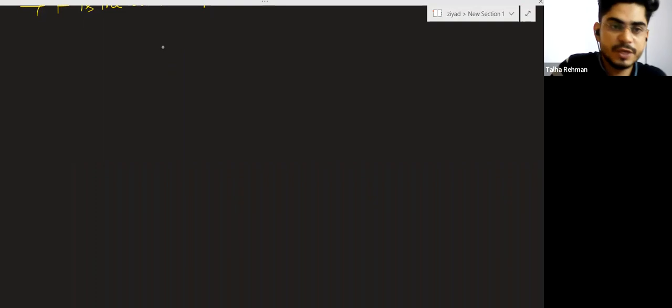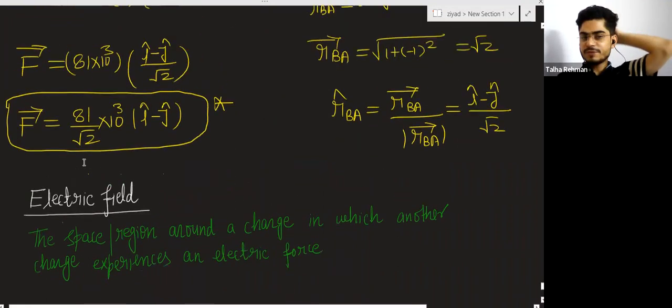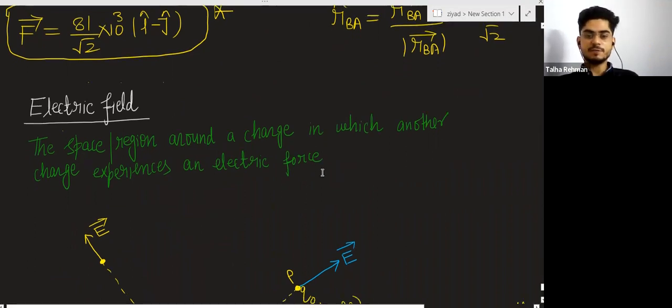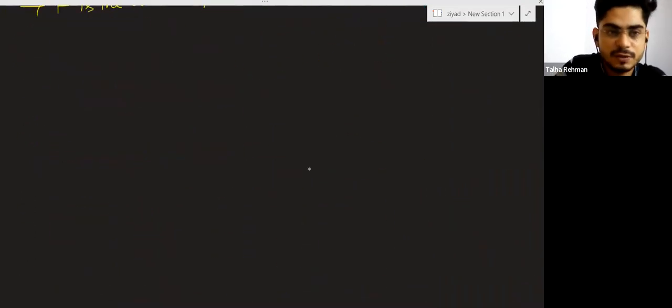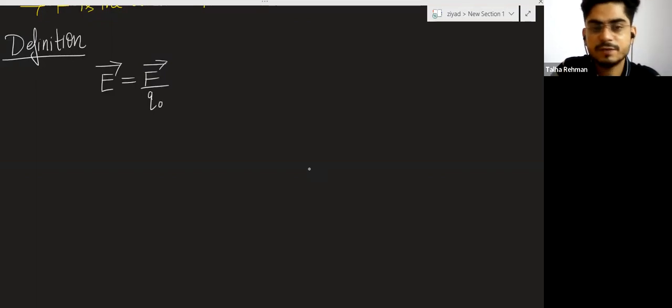One thing more I want to tell you. If you want to write the exact definition of electric field, this is one of the definitions. You can say it is the space or region around a charge in which another charge experiences an electric force. Or you can write the definition in another way. You know that the electric field can be written in terms of force like this. E is the electric field, F is the force on the test charge, and q naught.